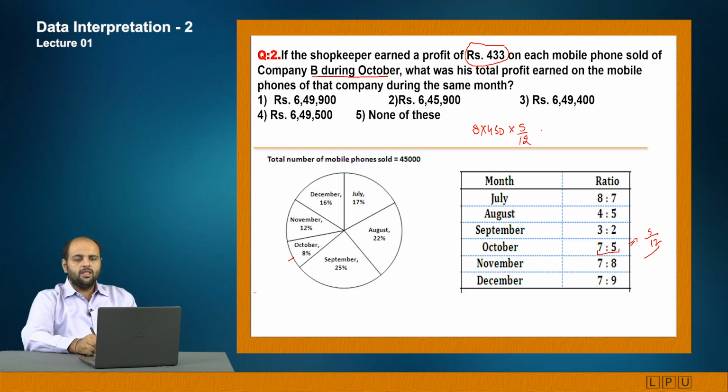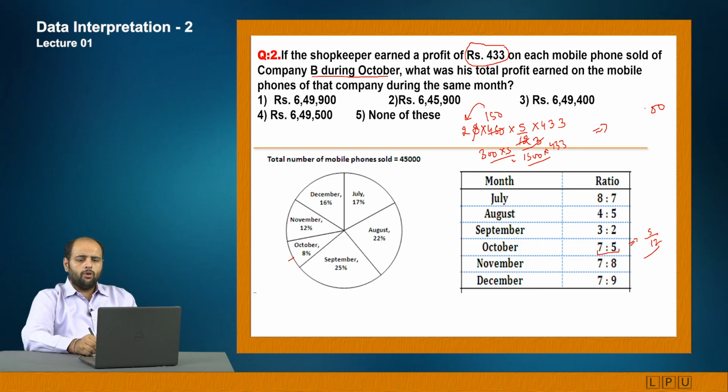Now this gives the number of mobile phones sold, and the profit on each is 433. Okay, now we have to solve that. So 450 into 8 by 100 is 36, 36 into 5 by 12 is 15, that is 150 into 2, which is 300, and 300 into 5 equals 1500, into 433. So the last two zeros will be there, and that is available in all the options. Now we have to solve it.